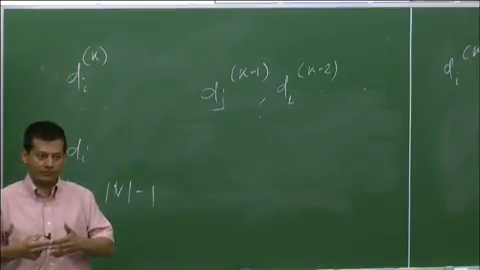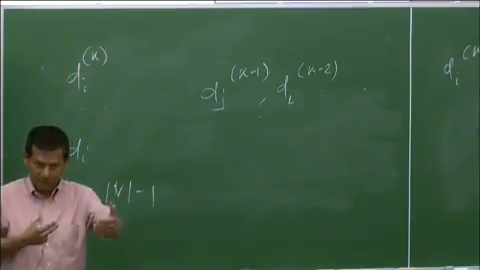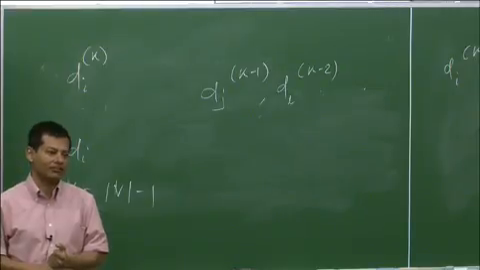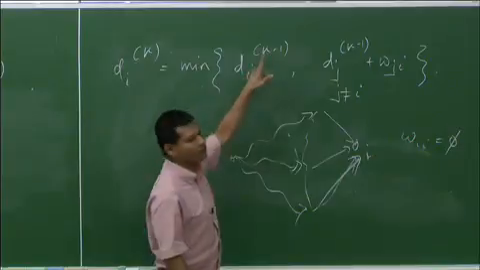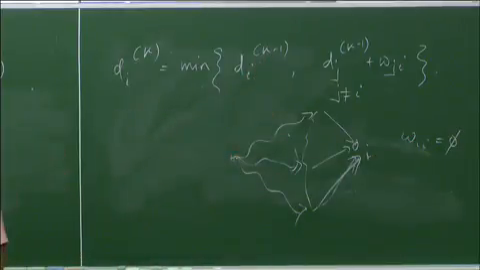4 or less, 3 is still 4 or less. So, the shortest path will remain the same. So, d_i 4 or less will be just d_i 3. Is that making sense? Any other questions?